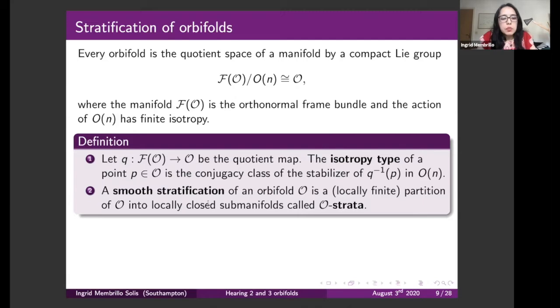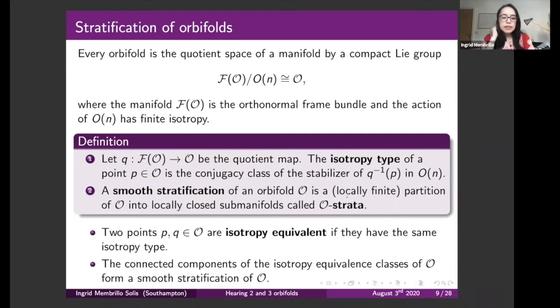So a smooth stratification of an orbifold is a locally finite partition of the orbifold into locally closed manifolds, which we will call strata. Now, we will say that two points in the orbifold are isotropy equivalent if they have the same isotropy type. And we can show that this will define an equivalence relation. And the connected components of the isotropy equivalence classes of the orbifold will form a smooth stratification of the orbifold.